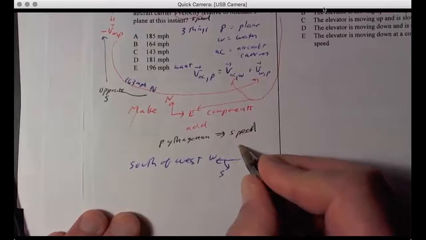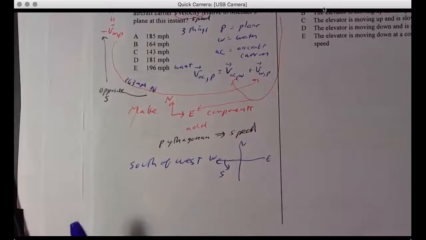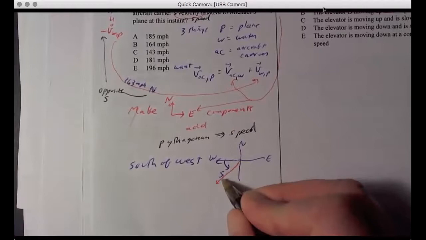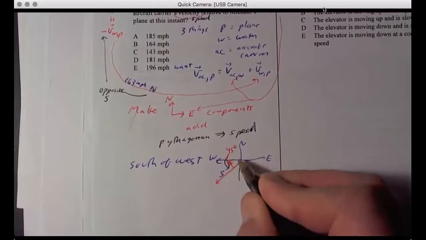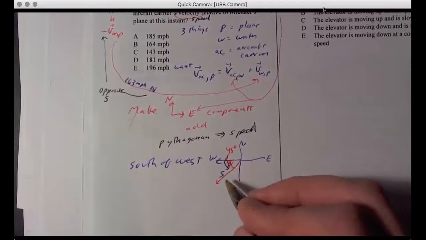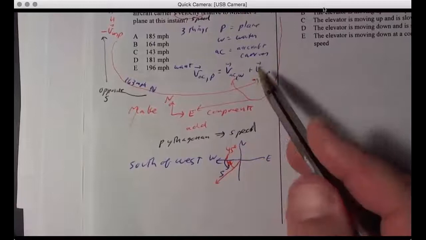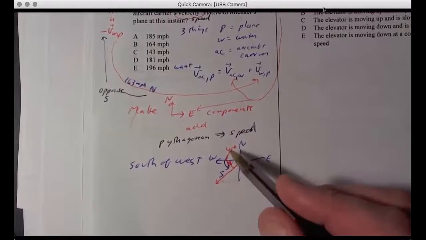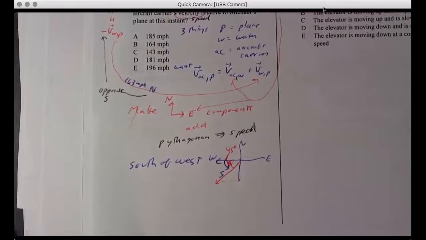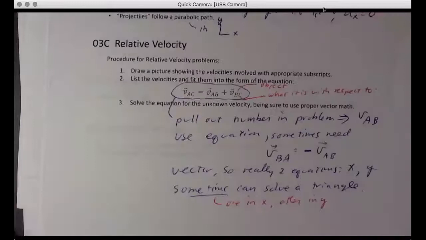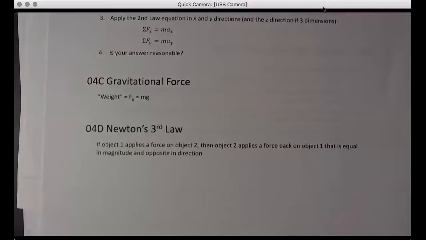All right, so here's our plot. This is east, that's north. You rotate towards the south, and you end up 45 degrees south of west. That's our direction for the aircraft carrier relative to the water, this one here. So now you calculate out: your north's going to be negative, your east is going to be negative, and you put that together and see what you end up with. Of course, there's no east on this, so it doesn't really matter what the sign is. You'll square it and do the Pythagorean theorem anyway. Okay, so that's relative velocity.